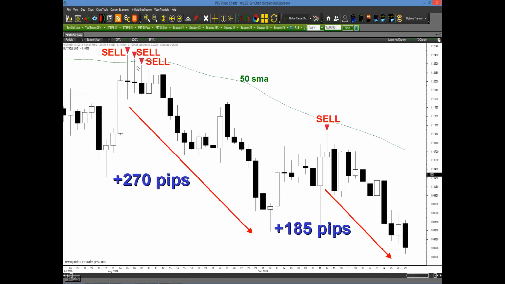Based on these first 3 sell signals, you could have potentially captured 270 pips. That's over $2,500 per unit. And then on the second sell signal, 185 pips, close to $1,900 per unit. Once again, nothing changes because we change the market or the direction. That's the currency pairs.